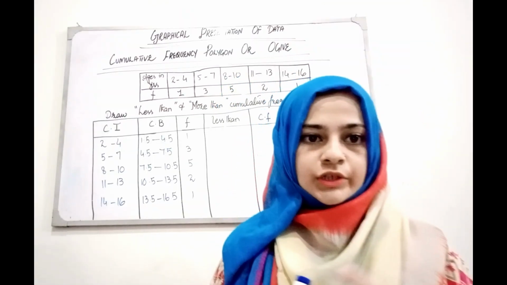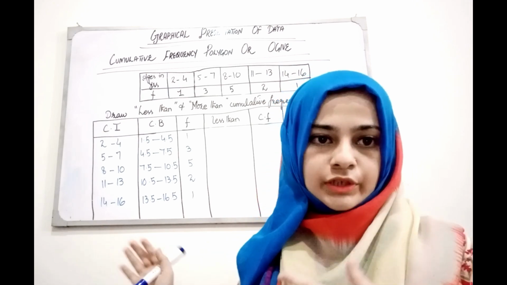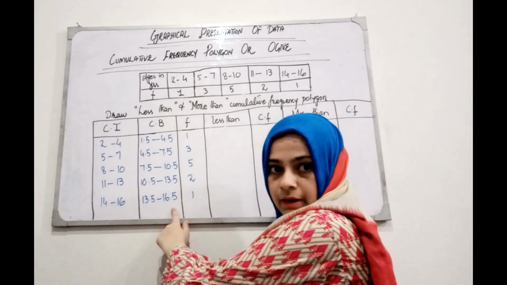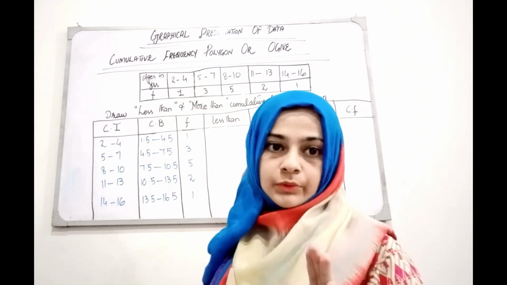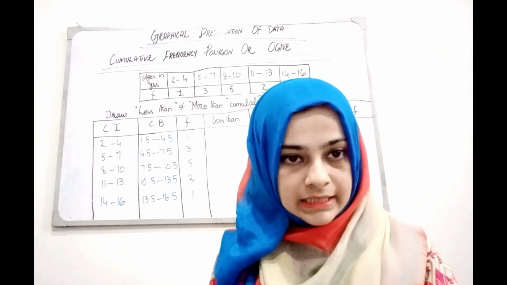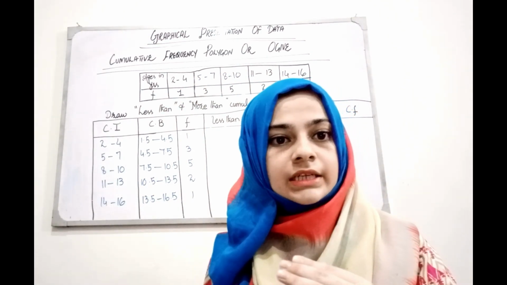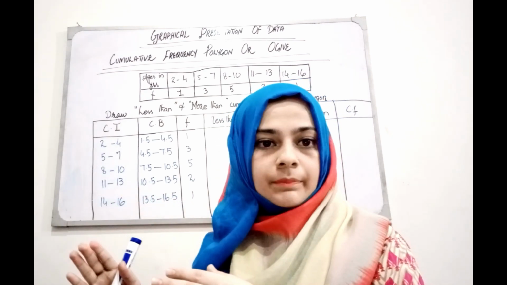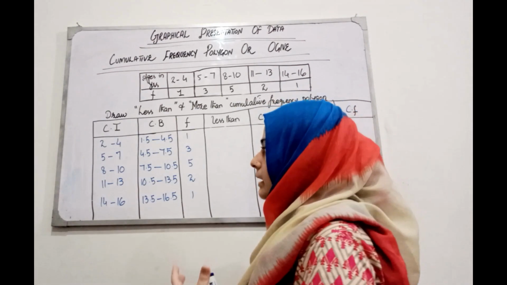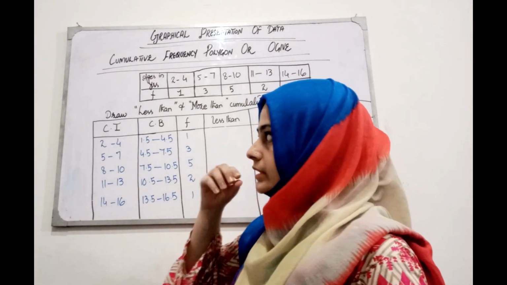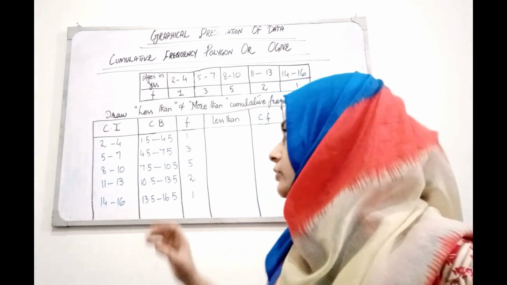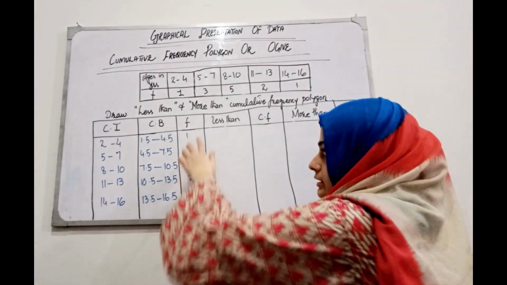So students, for saving time, I have constructed the table, and I have calculated the class boundary here. You know the class boundary is obtained from the lower limit of the second class and the upper limit of the first class. So the class boundary is the difference of 0.5 from both classes. So I've constructed it. This is the frequency.